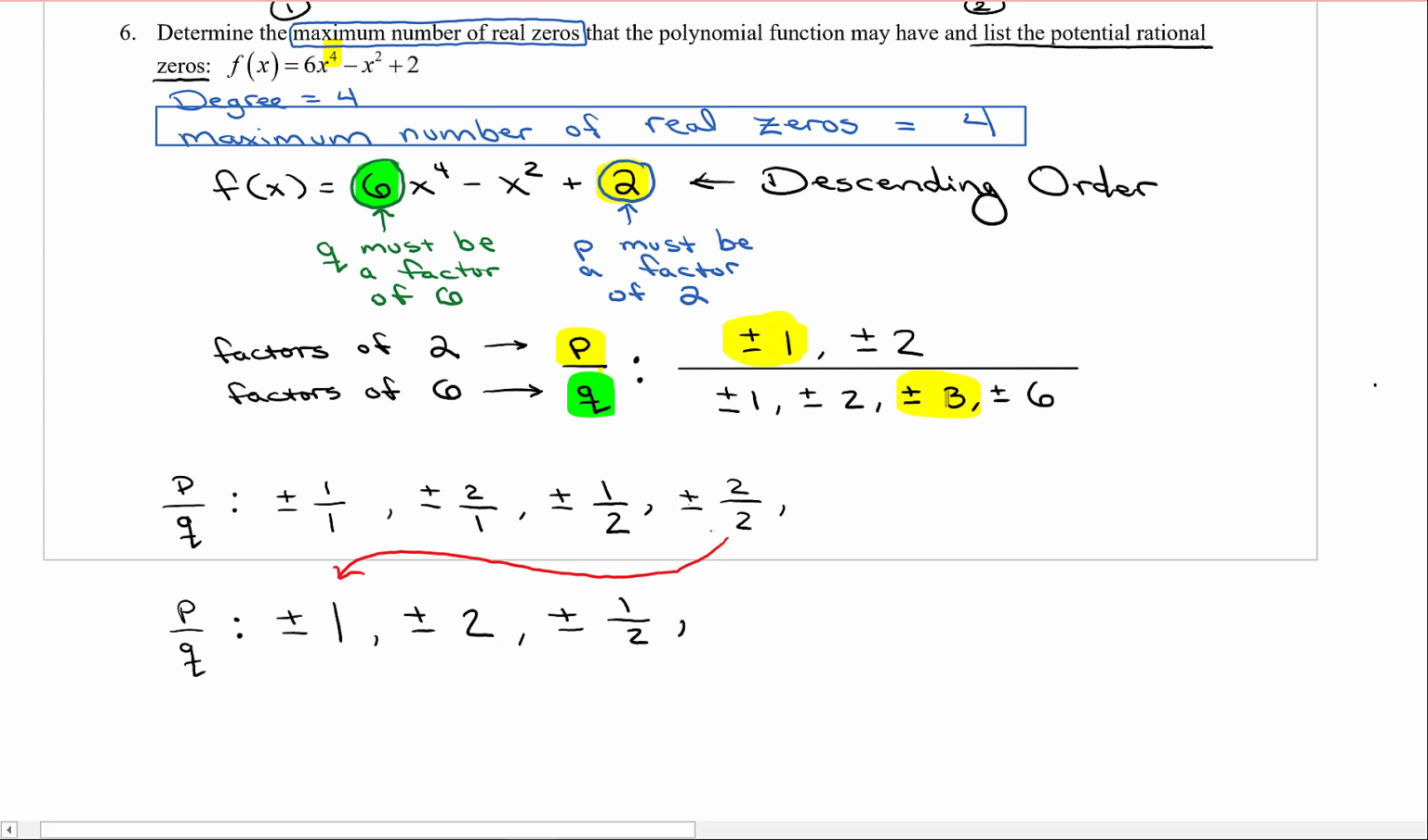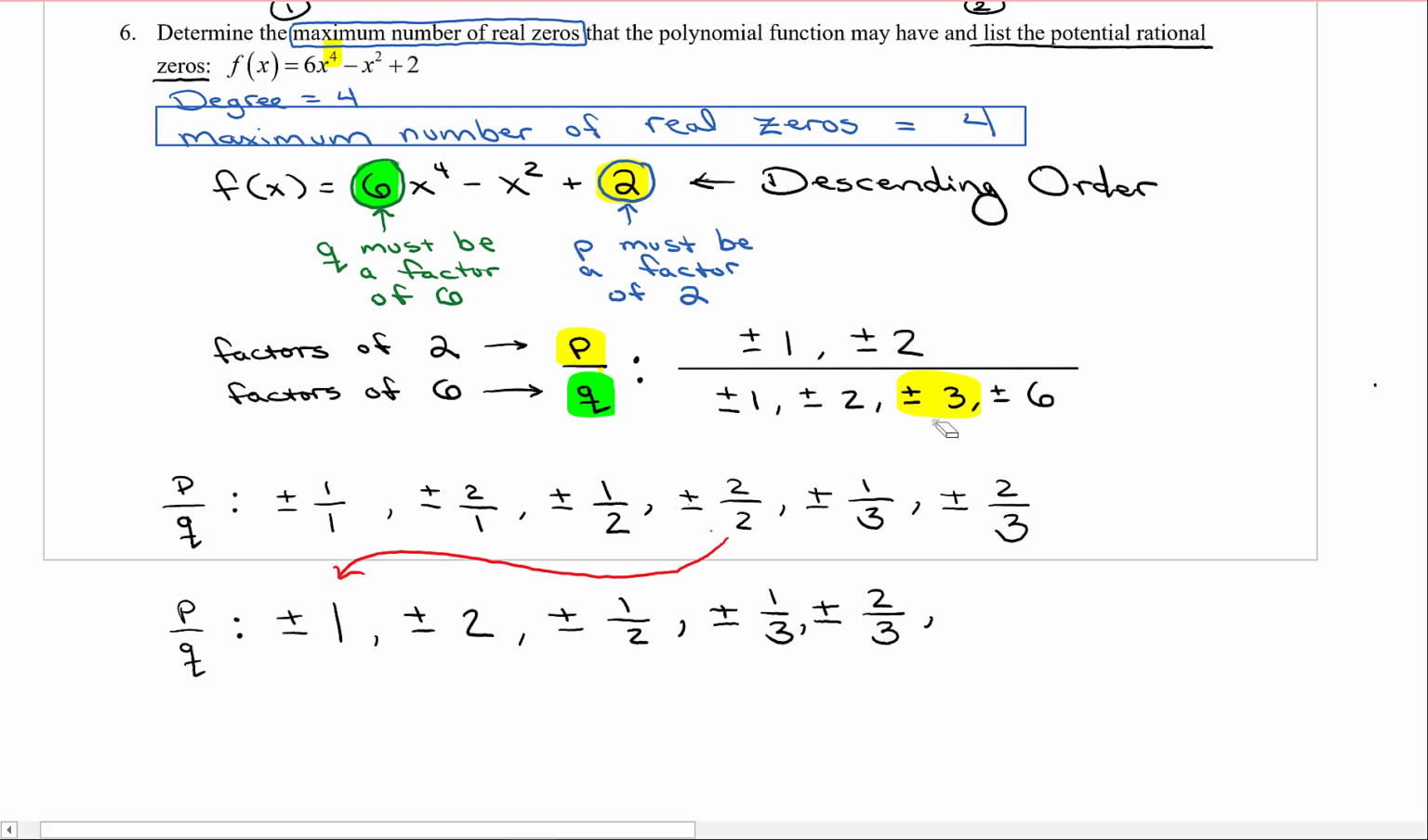All right, now positive or negative 1 over positive or negative 3. That would be positive or negative 1/3, and that's already reduced, so I'm just going to copy that down. Next one: positive or negative 2 over positive or negative 3. That's going to give me positive or negative 2/3. Once again, that's already simplified, so we're just going to copy that down.